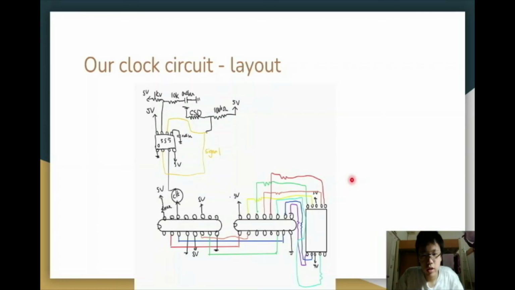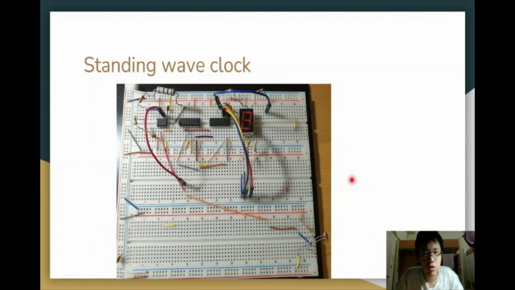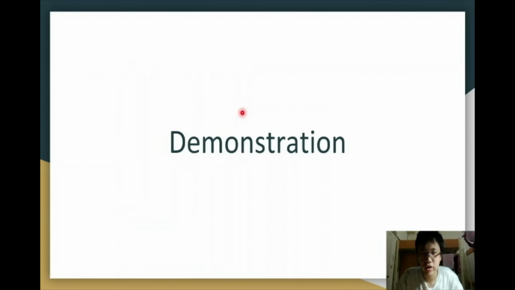Okay, this is the layout drawn by myself. Let's look at the appearance of our clock. You can see here is a photoresistor, and here is the IC555. It transfers the wave into a square wave. This is the counter IC, this is the decoder IC, and this is a 7-segment display that shows our time. Okay, let's look at the demonstration.